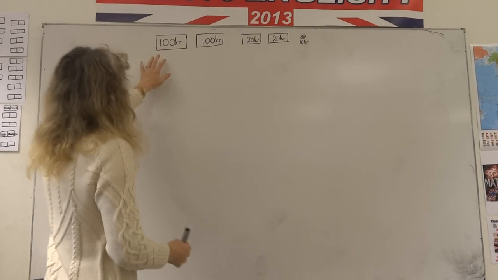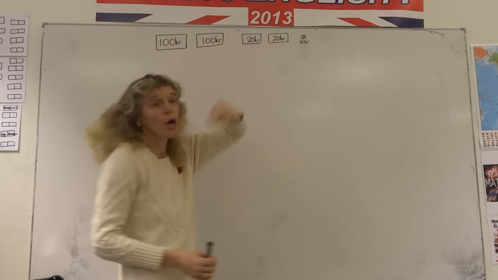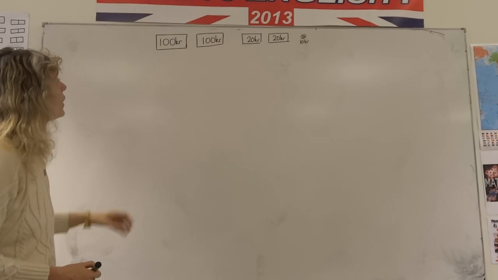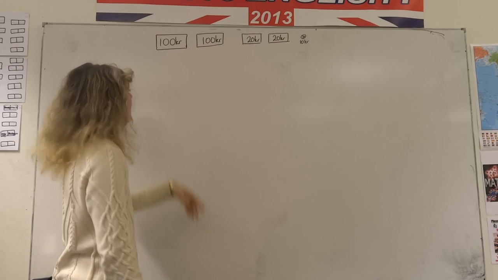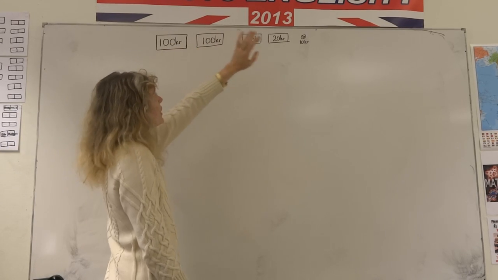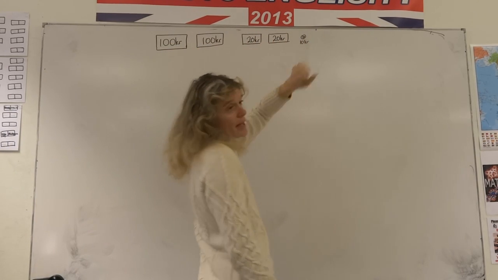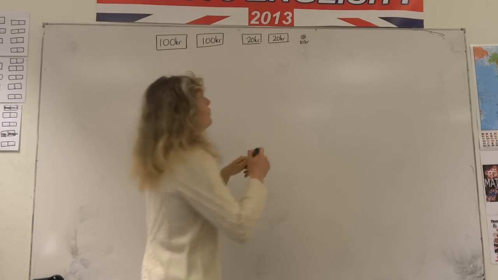Okay, so we have 4 notes here and 1 coin. What's the total of our savings here? We've got 100 plus 100 plus 20 plus 20 kronas plus 10. So we have 250 kronas.